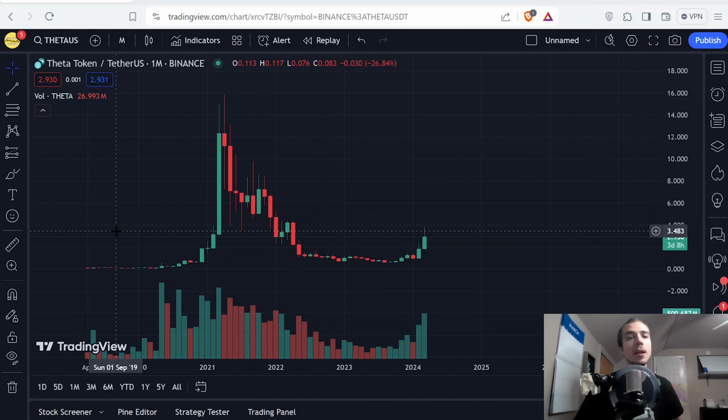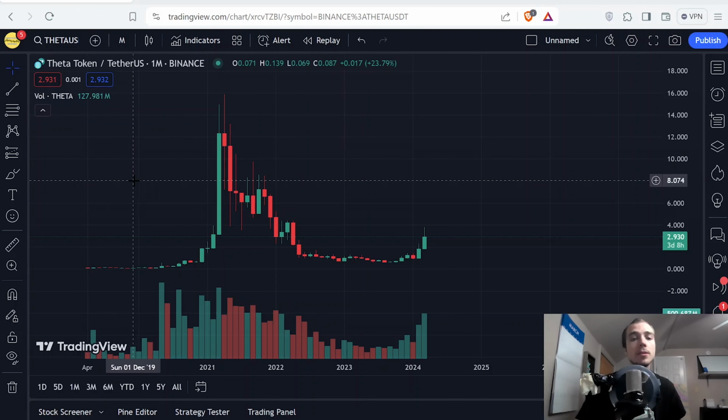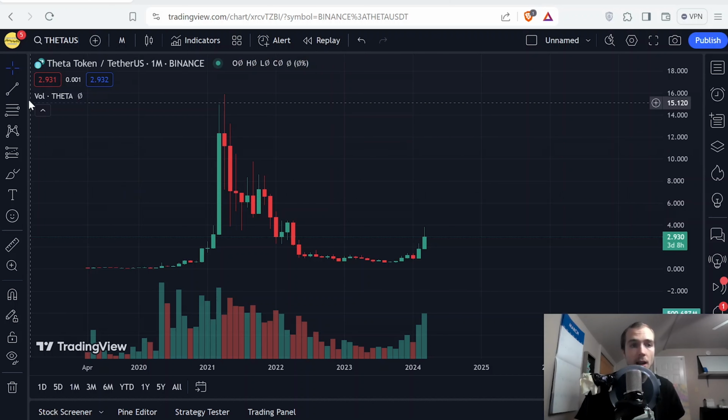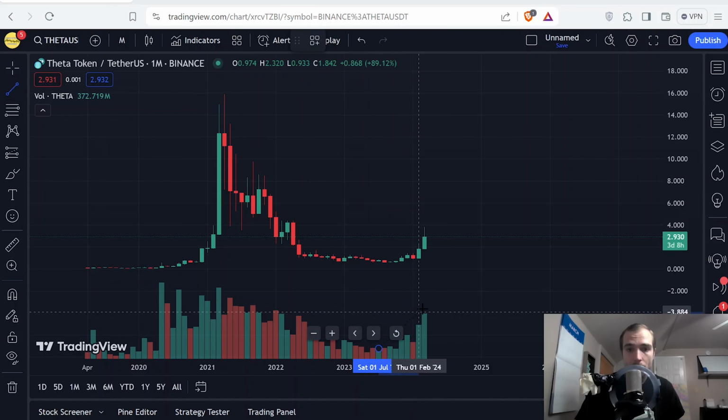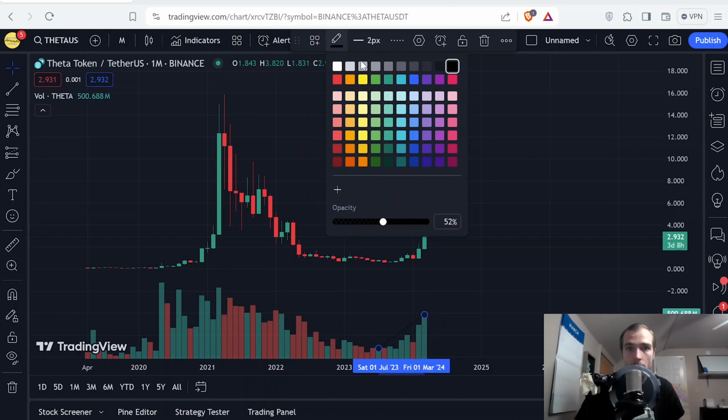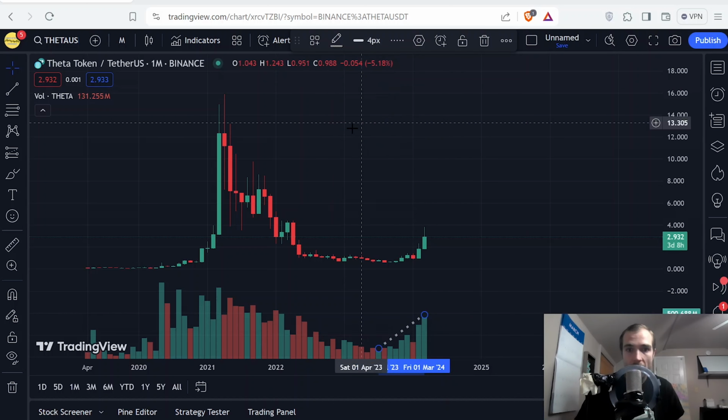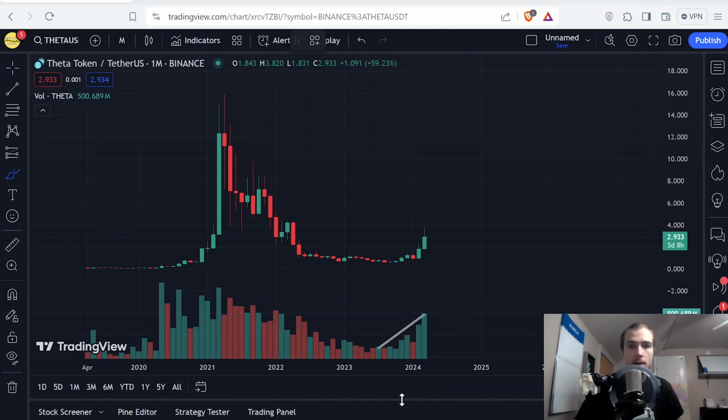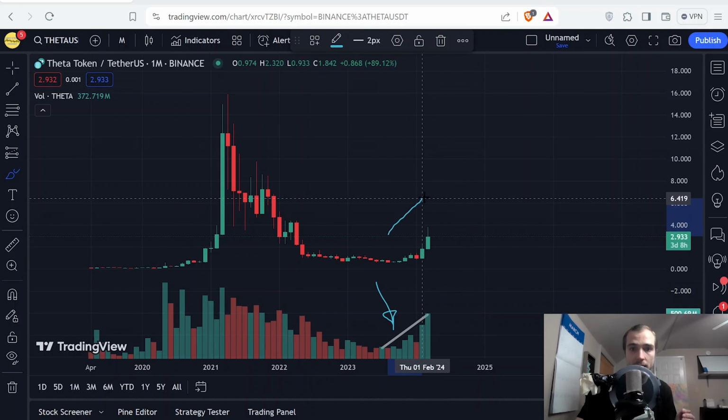So Theta coin, we're going to look at Theta on the monthly candlesticks here first and foremost. And the very first thing I do want to talk about is increasing price and increasing volume. So down here, if we just go ahead and draw a little line on the bottom so you can see the volume that I'm talking about. You can see we do have increasing volume and increasing price, which is bullish. That's a sign of buyer momentum. It's a sign of strength.